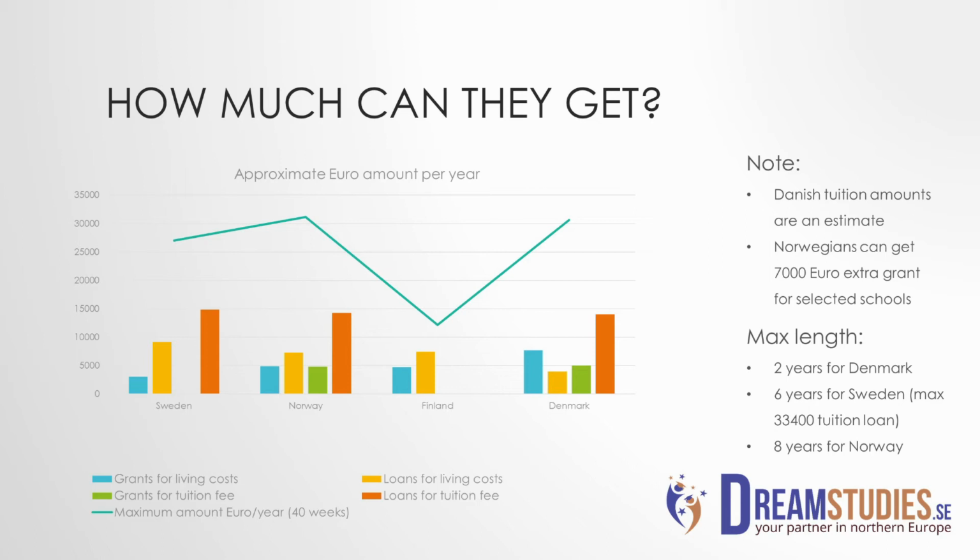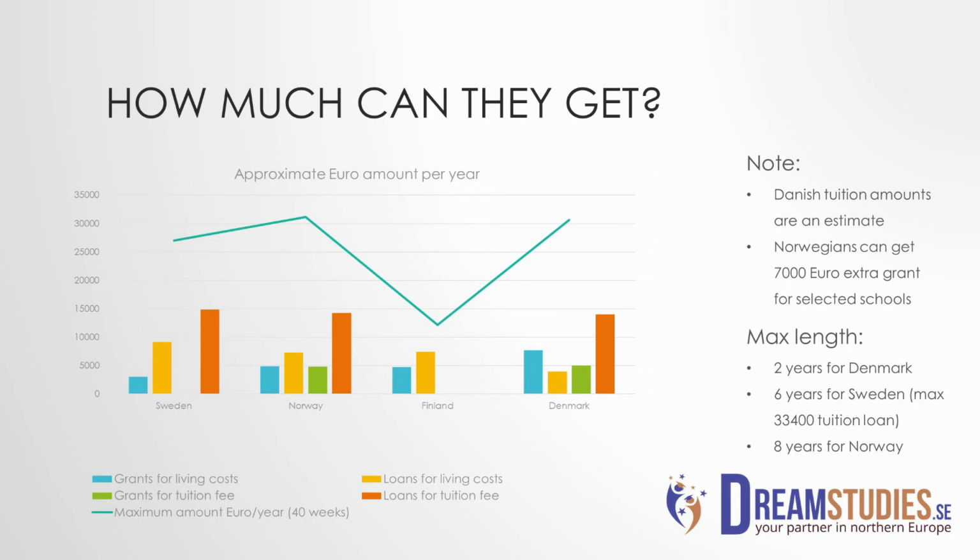And Norway by far have the most generous system, because they can get these amounts for up to 8 years. So they can literally go to the US, take a bachelor's degree, take a master's degree, and more or less pay for all of it with their student funding from the government. In Sweden the money lasts for 6 years, but there's also a cap on the tuition loan of about 33,500 euros, which means this loan will run out if they go to a US university, for example. It won't last for all 4 years.